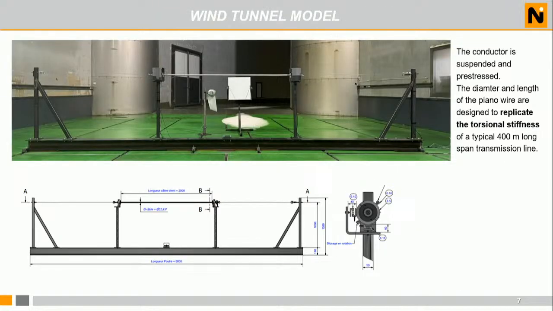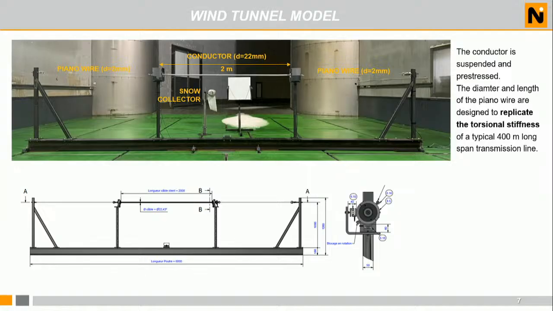This is our model. It is a one-to-one specimen of a real transmission line, 2 meters long, and the model was suspended and pre-stressed. Pre-stressed because we had to eliminate the sag due to the self-weight and also manufacturing, and suspended because we also wanted to replicate in the wind tunnel typical conditions that we have in full scale.